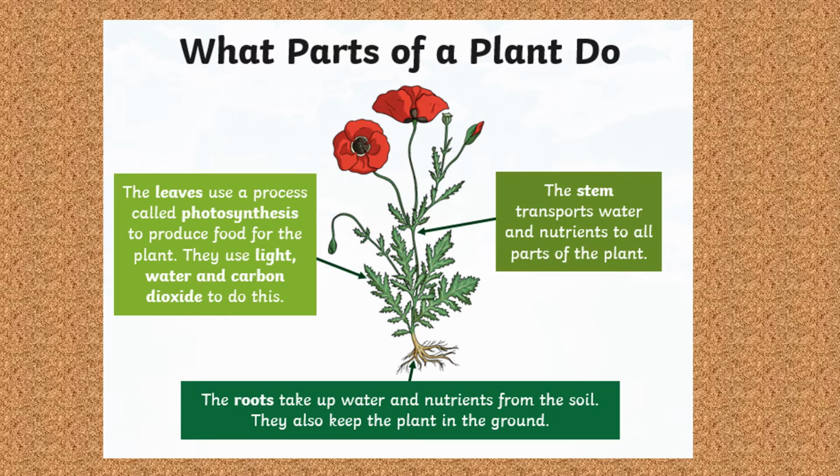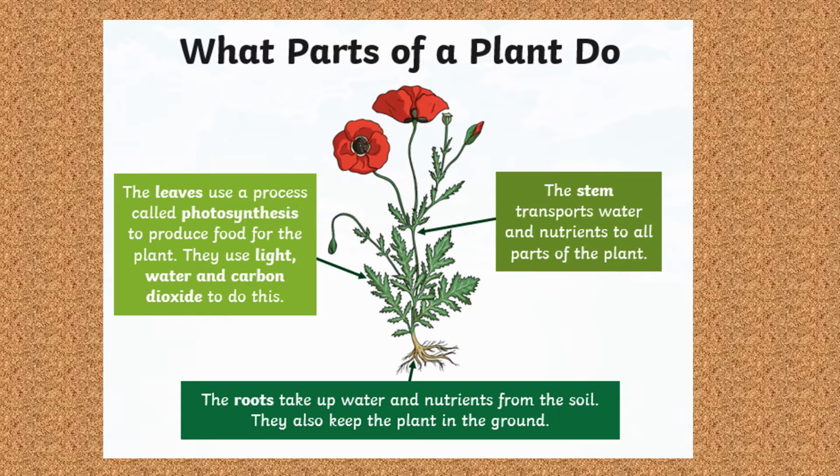Now the leaves are really important. We can't make our food, we have to go and cook it, okay? Plants are clever, they can make their own food. The leaves use a process called photosynthesis. Photo meaning light, synthesis meaning to combine the light with the nutrients to produce food for the plant. They use light, water and carbon dioxide to do this.